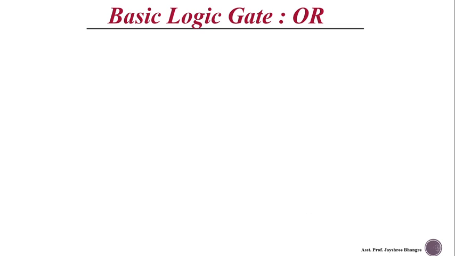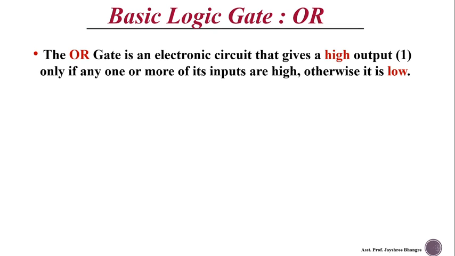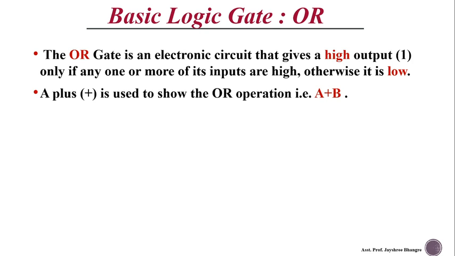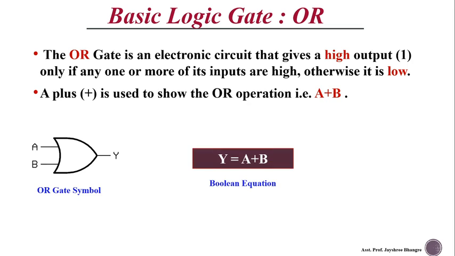The second gate is the OR gate. This is an electronic circuit that gives a high output if any one or more of its inputs are high, otherwise it is low. This OR operation is represented by the plus sign, and we can represent it as A plus B, which we read as A or B. Here is the symbol for the OR gate. Again, it is a two-input gate with one output. This is the logical expression, or Boolean equation, that represents the operation of an OR gate: Y equals A plus B, which we read as A or B.